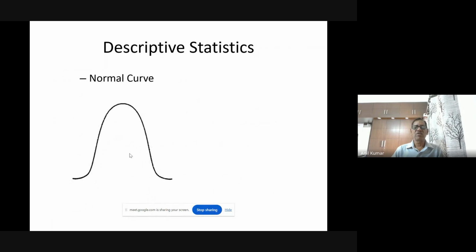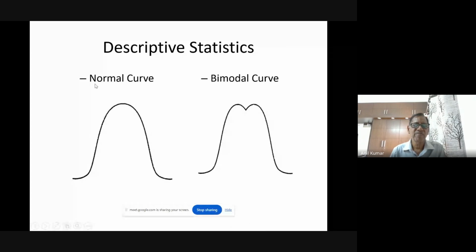See, this is what I have shown you, the normal curve. Normal curve means we have one mode only. As I have already told you, one of the important characteristics of the normal probability curve is that if data is distributed in a normal curve, then mean, median and mode, all three measures of central tendency, will lie on the same point, that is this point.